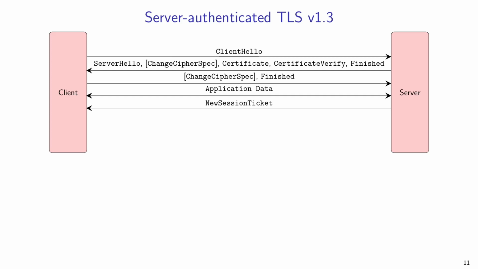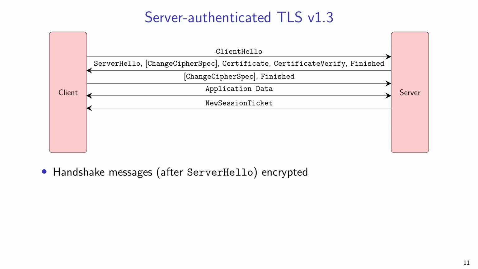And that is what is done. The parties send change cipherspec messages, and all handshake messages that are sent after it are encrypted with the keys derived from the Diffie-Hellman shared secret. So handshake messages after server hello are encrypted.